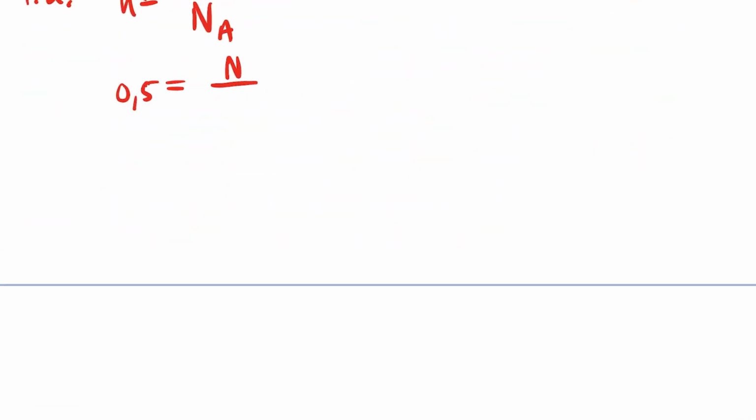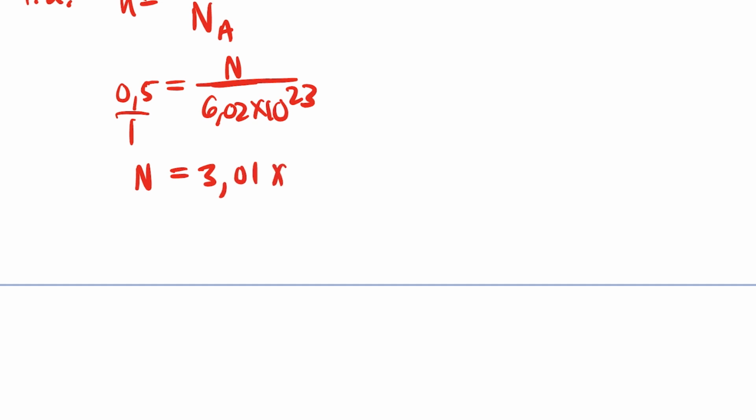0.5 we times by the Avogadro's constant, right? So when we times by the Avogadro's constant, we cross multiply there. So the answer there will be the number of particles, it's going to be 3.01 times 10 to the power 23.